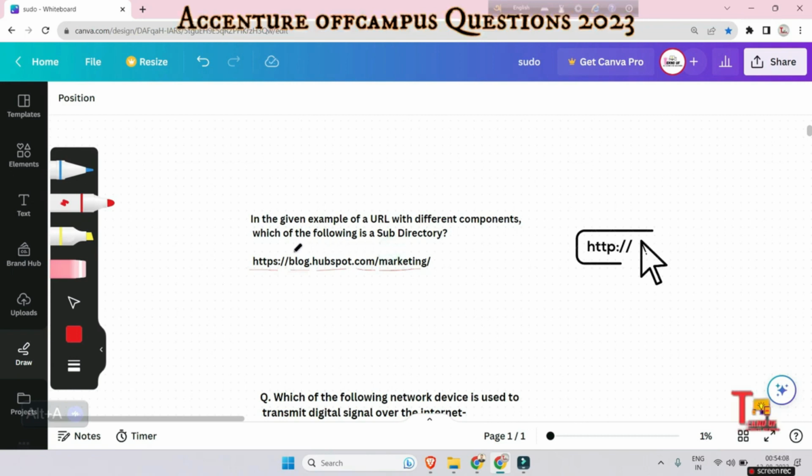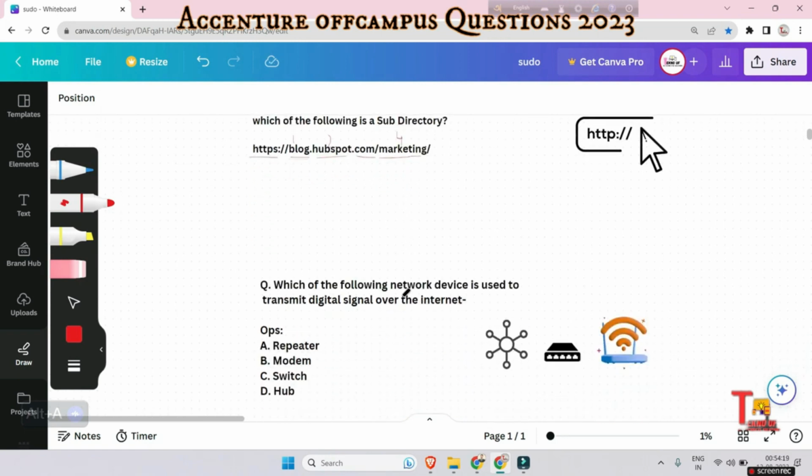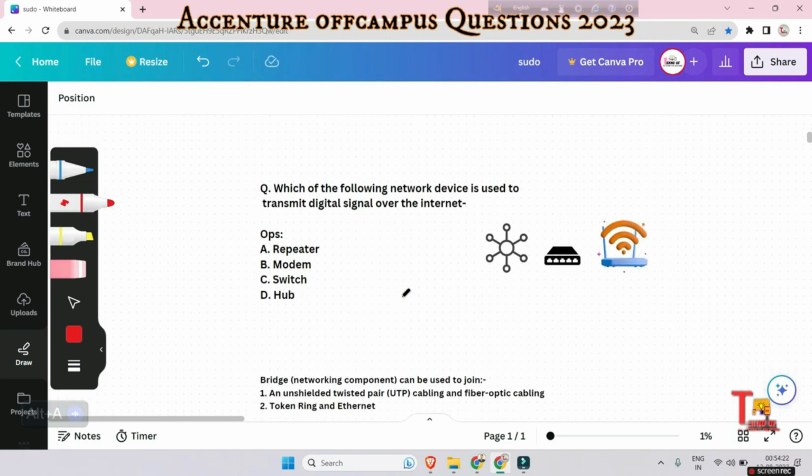Actually, you will have numbering, right? 1, 2, 3, 4 this way, right? So you will have to answer 4, right? So the answer will be marketing. So the next question is, which of the following network devices is used to transmit digital signals over the internet? Repeater, modem, switch, or hub?